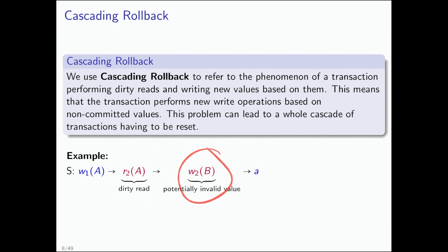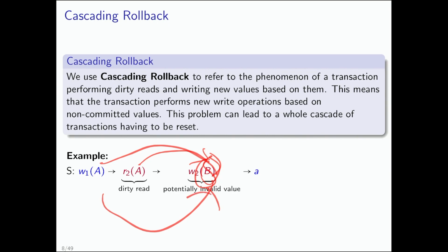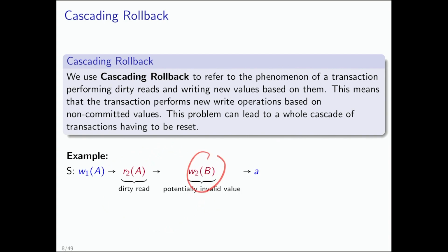And again, recall that we don't know what the application logic is. We have no idea. So the problem is, was this new value of B influenced by that data value of A? If that is the case, B was influenced by that write operation on A. So we have a dependency from that write operation on A of transaction 1 to the write operation on B of transaction 2. Here's a possible dependency.